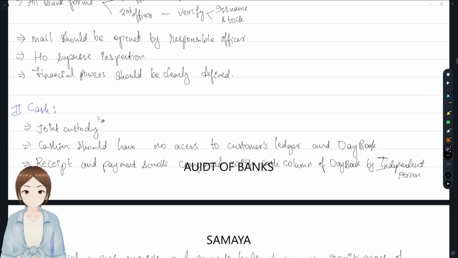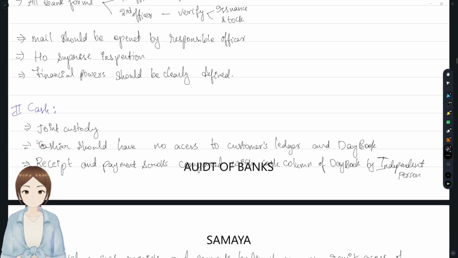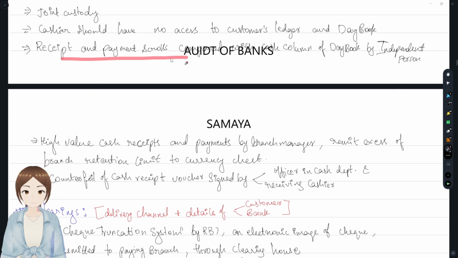And with regard to cash, the internal control is that cash should be in joint custody, and the cashier should have no access to the customer ledger and daybook, because he could manipulate the accounts. And receipt and payment scrolls should be compared with the cash column of the daybook by an independent person. That is mostly the concurrent auditors or the internal auditors. They have to compare the cash column of the daybook with the receipt and payment scrolls.